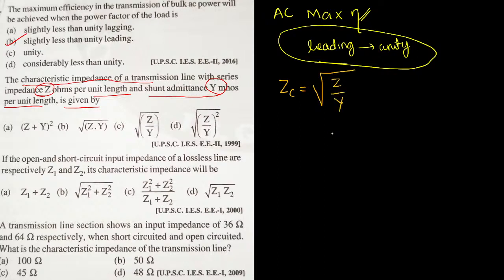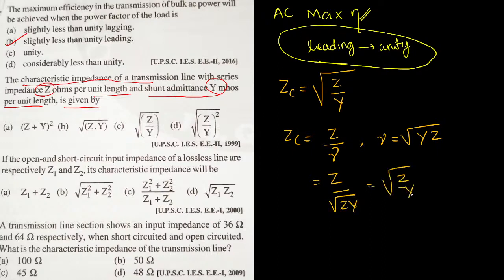First conclusion. Actually, it can also be written as Zc equal to Z upon gamma, where gamma is the propagation constant. We found there are three types of constants, right? I hope you all remember. Gamma can be written as square root of y into z. If I substitute, it will become z upon square root of z into y. It can be further written as square root of z by y. That is what we wrote here.